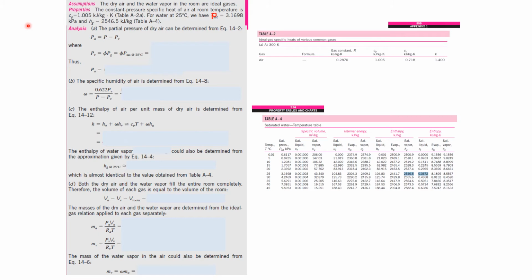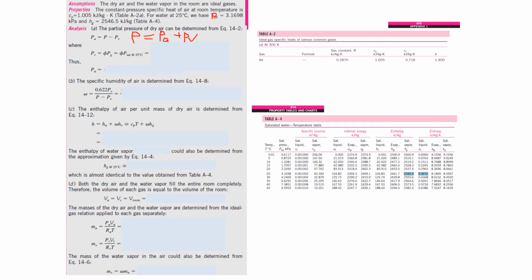Then we go to the first part of the solution. As you can see here, we have done our Dalton law. For Dalton law, total pressure is given as partial pressure of dry air plus partial pressure of water vapor. This is the formula given to you based on Dalton's law.